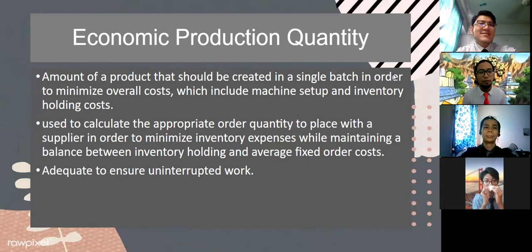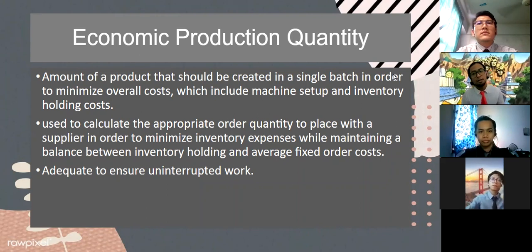It is the amount of a product that should be created in a single batch in order to minimize the overall cost, which includes machine setup and inventory holding costs. It is also used to calculate the appropriate order quantity to place with a supplier in order to minimize inventory expenses while maintaining a balance between inventory holding and average fixed order costs. Economic production quantity is also adequate to ensure uninterrupted work. Okay, next slide.